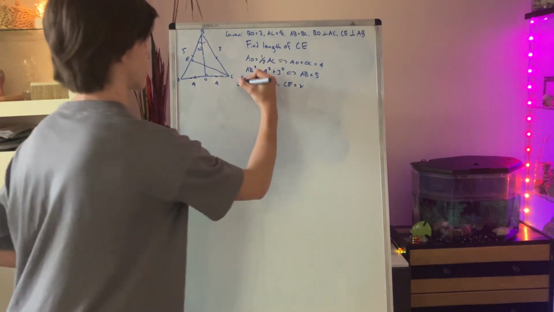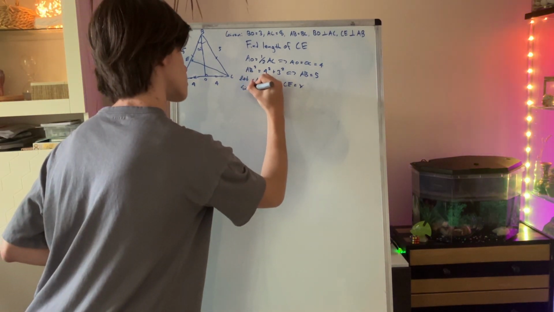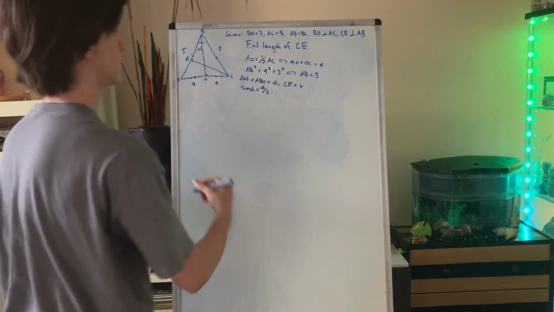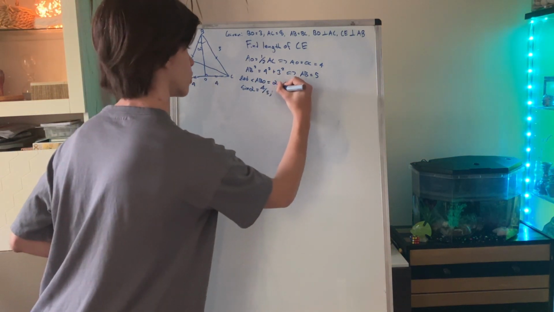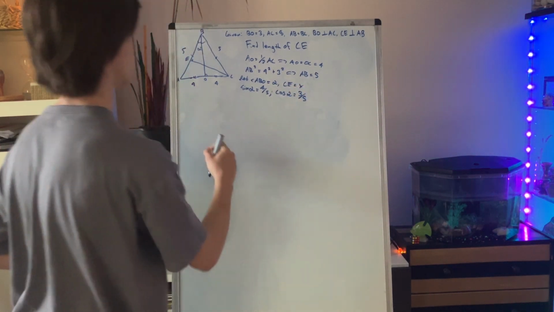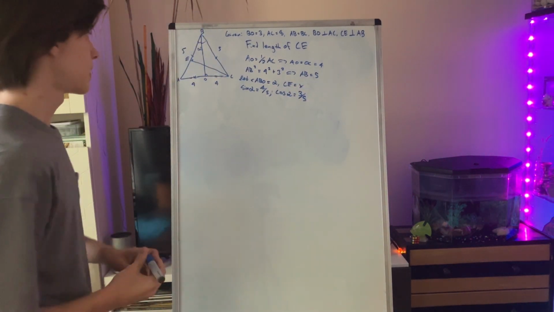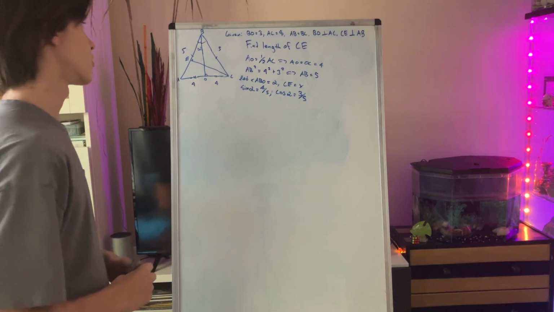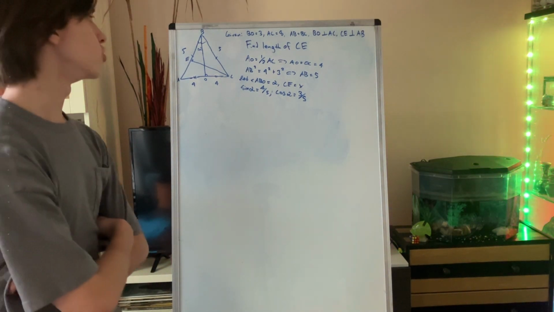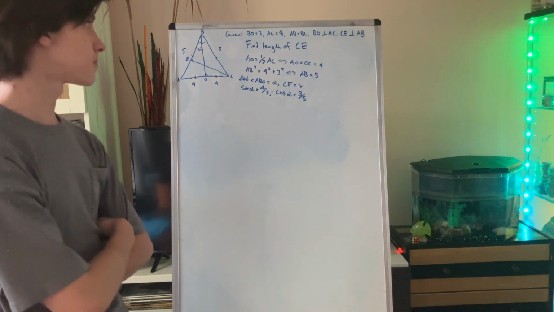So the sine of alpha will be 4/5, right? Opposite to hypotenuse. And the cosine of alpha will be 3/5, which is BO to AB, adjacent to hypotenuse, 3/5. Very nice. But what can we do with this later?